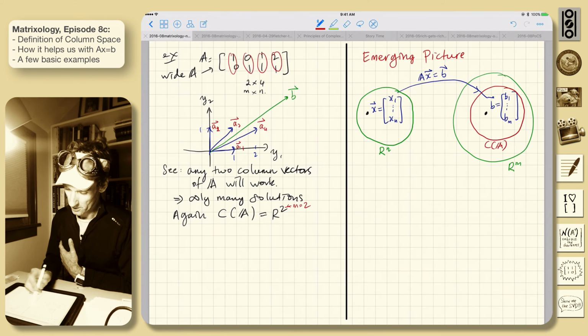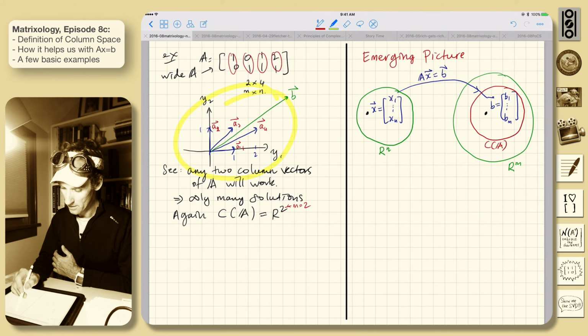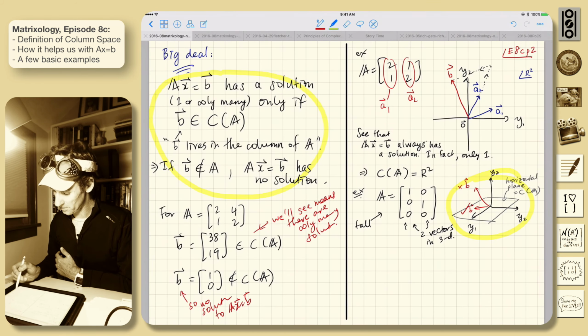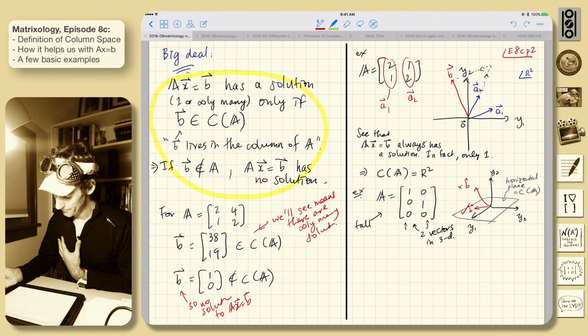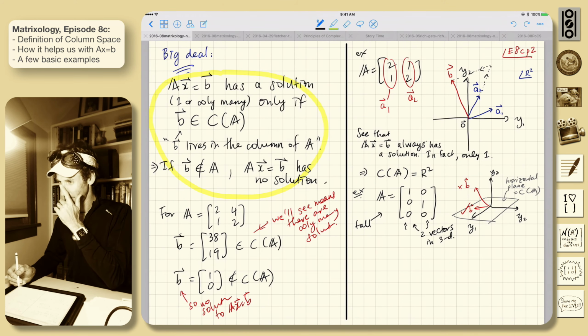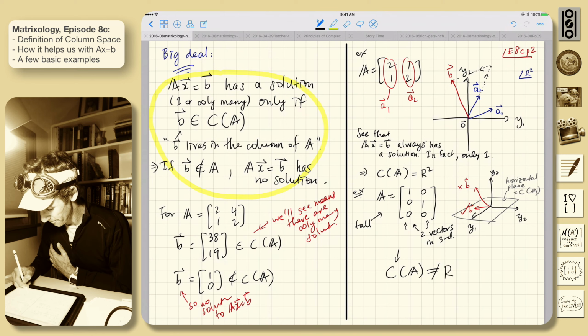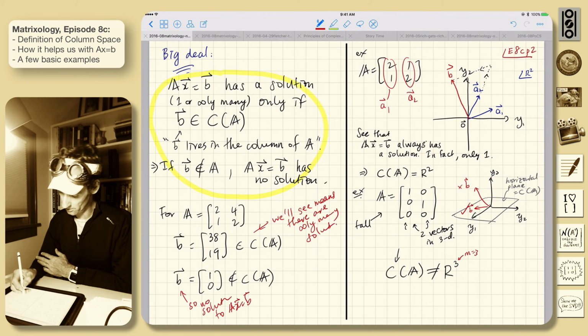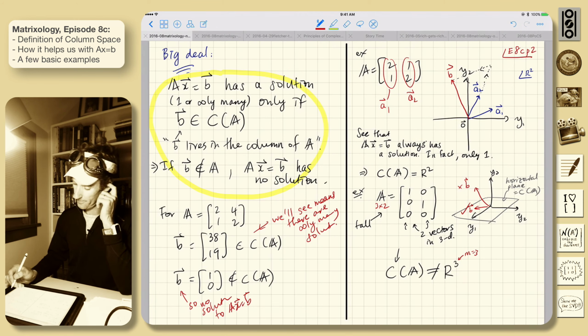So for this example, the column space of A is equal to Rm, which is just R2. In this example, the column space of A is just the plane. It doesn't get all of 3 dimensions. So maybe I should add that. Here the column space of A is not equal to R3. And again, this is the crucial thing here. This is M equals 3. A is a 3 by 2, M by N.